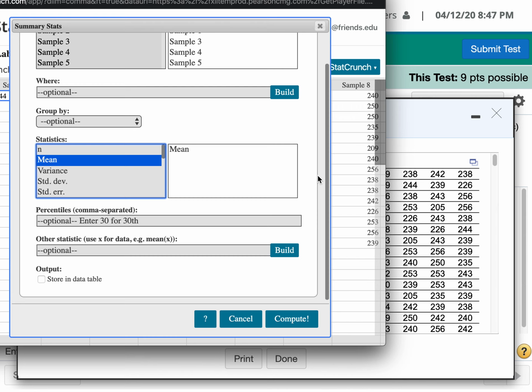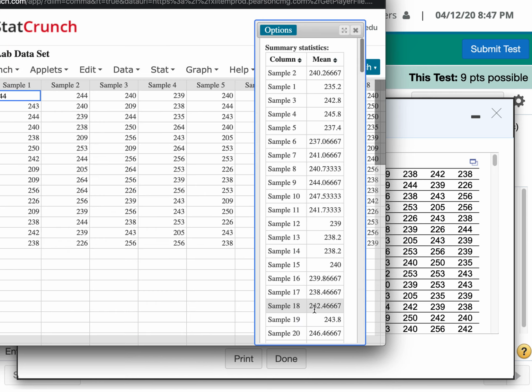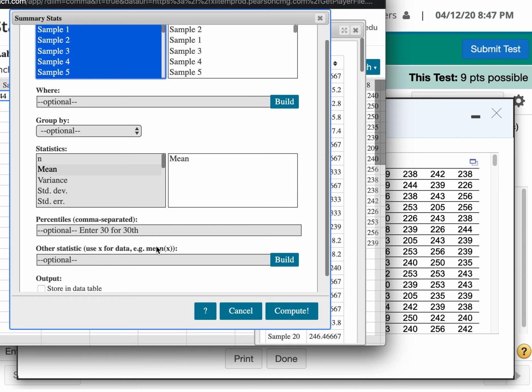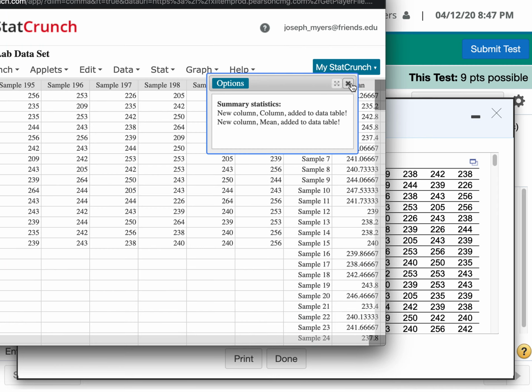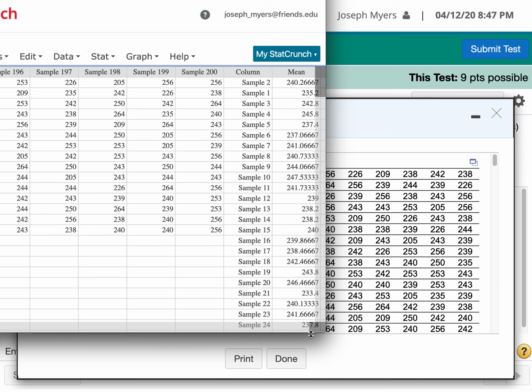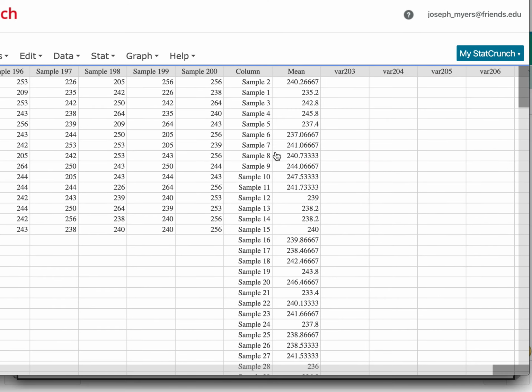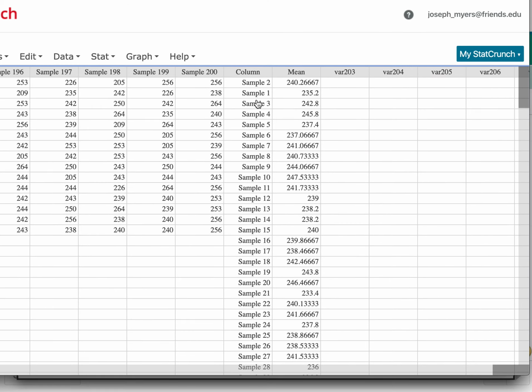And then click on Compute. So, I forgot something, just a second. Click on the options, click on Edit. You have to click one more button. You have to click Store in the Data Table. So what happens now is you can close this box, and now notice that there is a new column of data. There's a column right here at the end of your other columns.